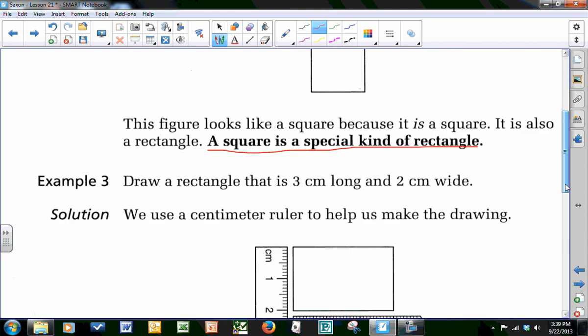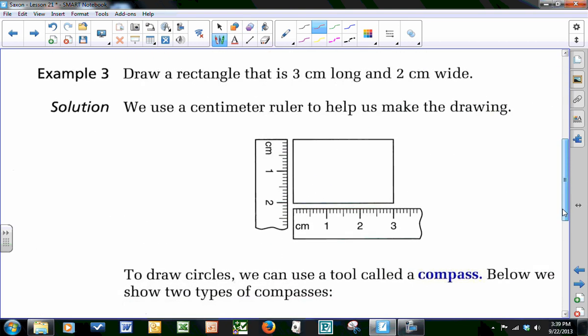Let's scroll down to look at example 3. Now we're going to be asked to draw a rectangle, but this time the sides are not the same length. We want to draw a rectangle that is 3 centimeters long and 2 centimeters wide. So what does that mean? Well, that means that the length is going from side to side and the width is going up and down. That's the width.